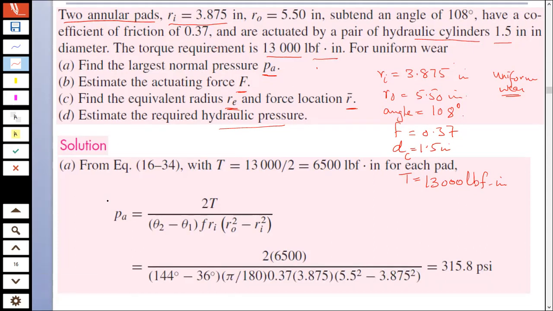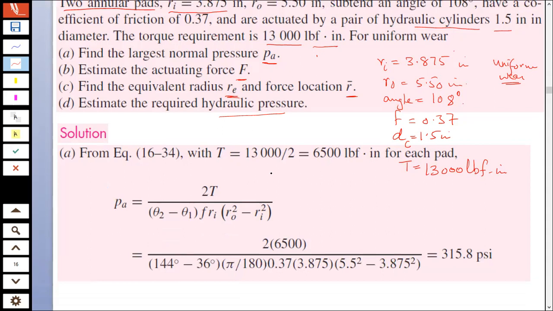If we come to the solution, तो सबसे पहले we know कि हमारे पास बेसिकली यूनिफॉर्म वेयर मॉडल के लिए, अगर आप इक्वेशन 16-34 देखें, या यू शुड रिमेंबर दिस, कि आपका टॉर्क जो है, torque is equal to 1/2 (θ2 minus θ1) f P_a r_i (r_o² minus r_i²). This is your equation 13-24.